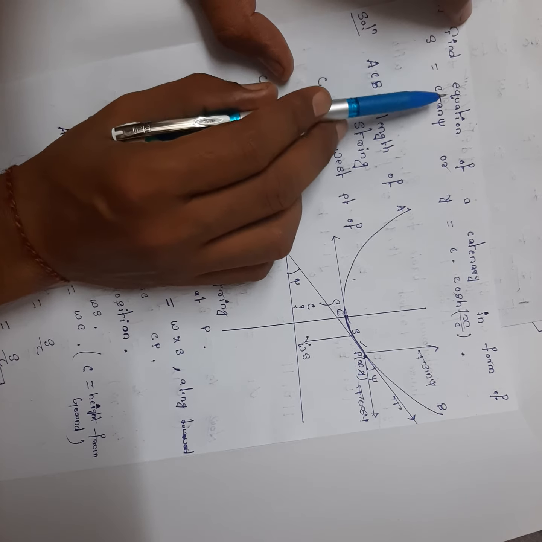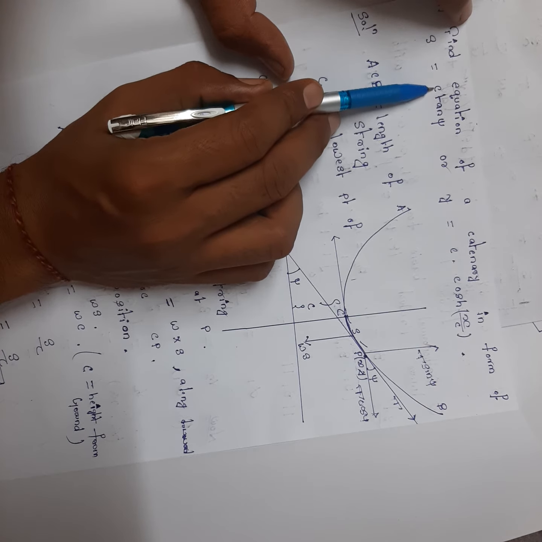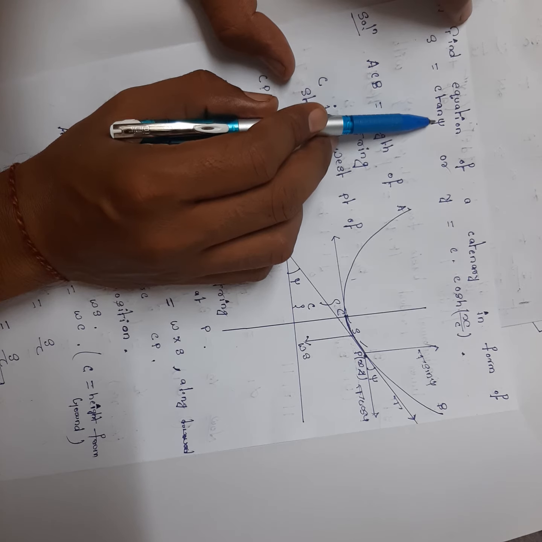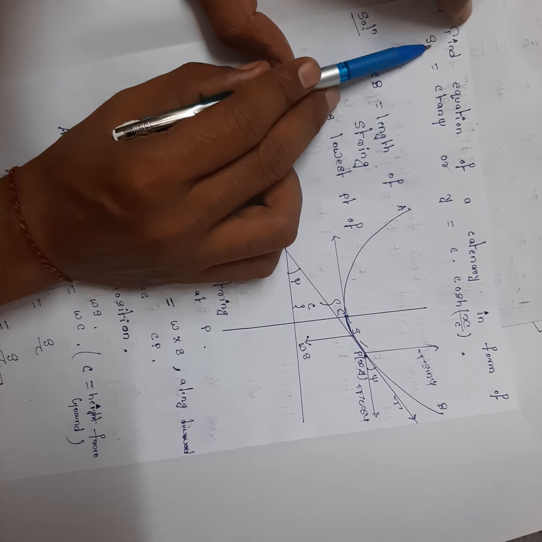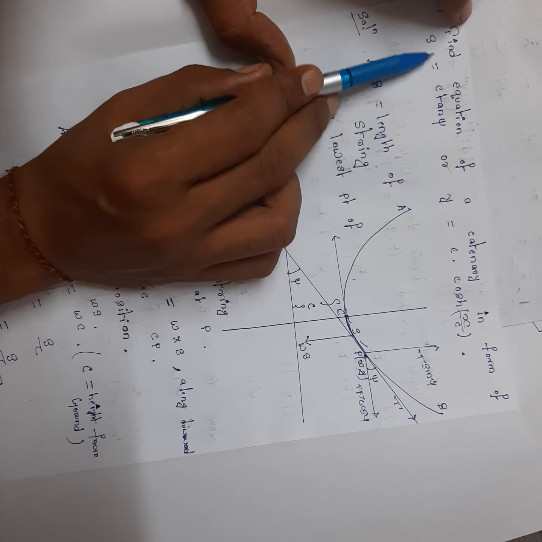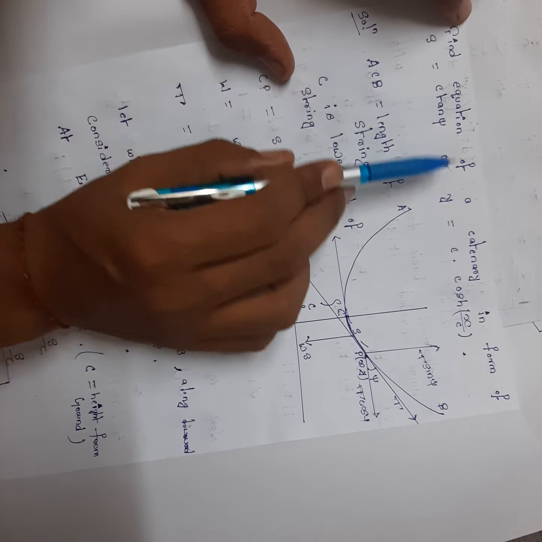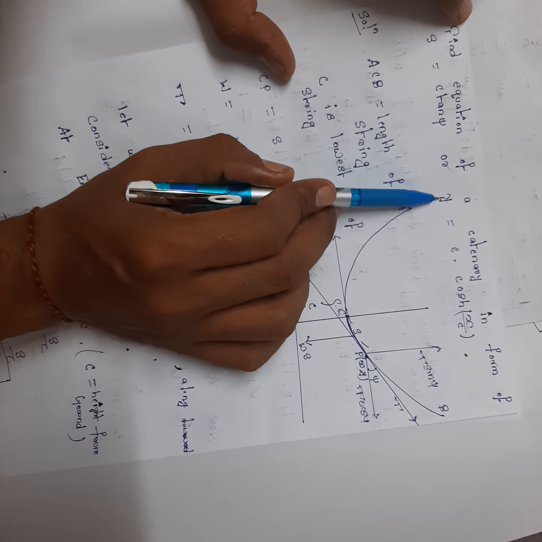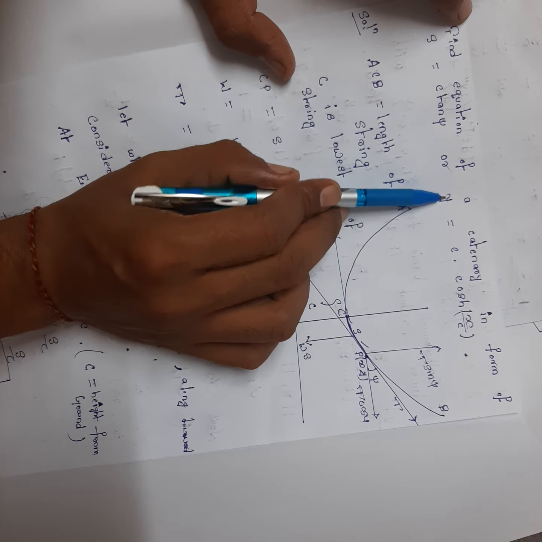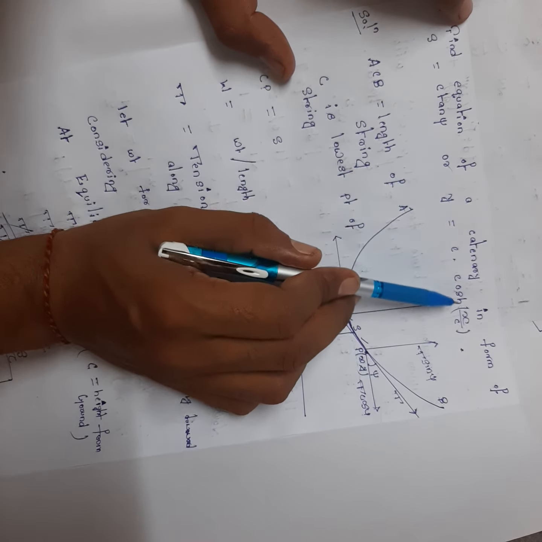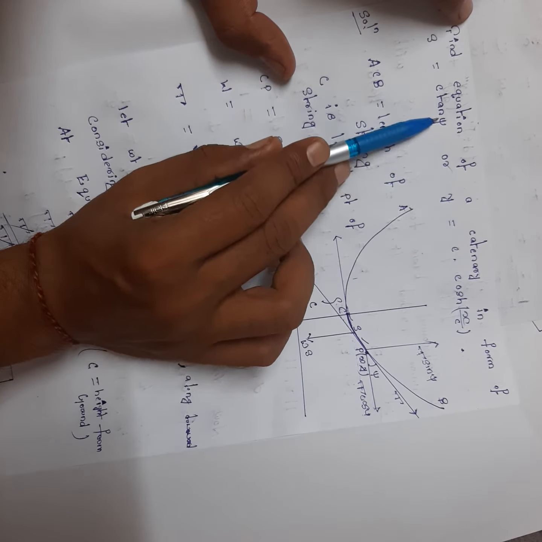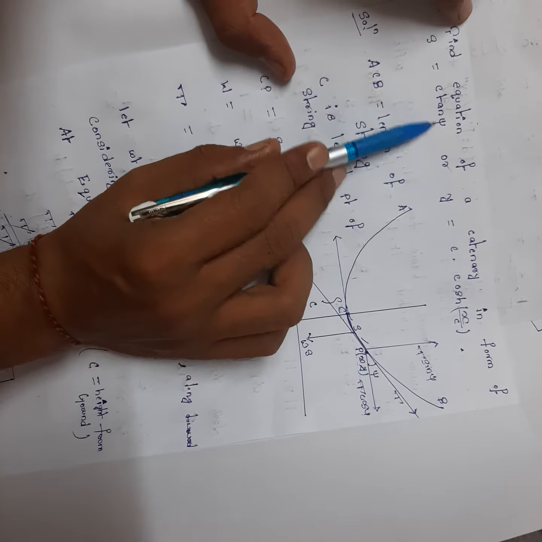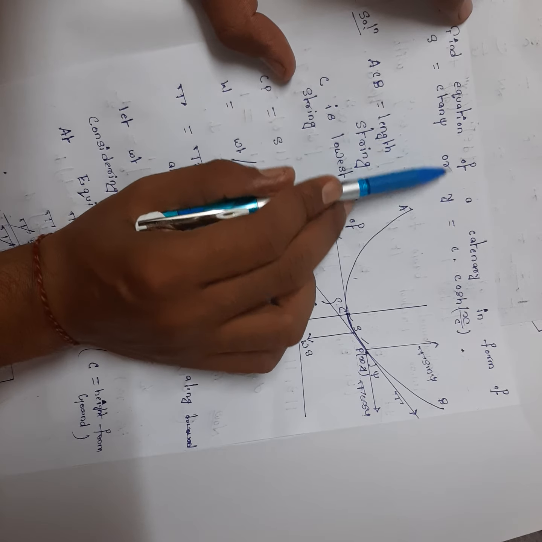S is equal to constant C tan psi. So this is the first equation that we have to find, and after that another equation for the catenary will be y is equal to C cosh(x/C). So these are the two intrinsic equations that we have to find.